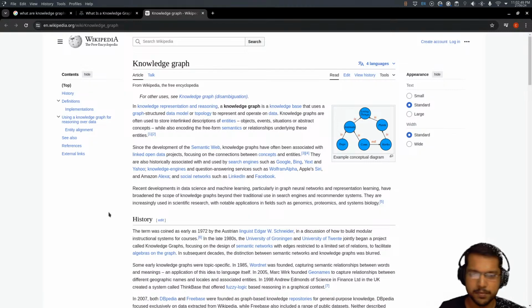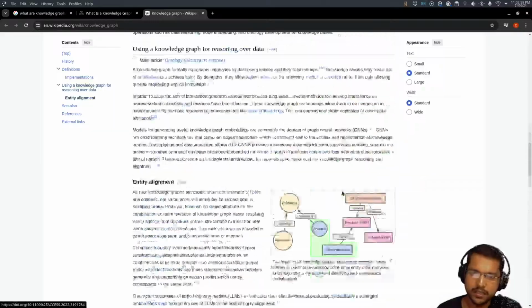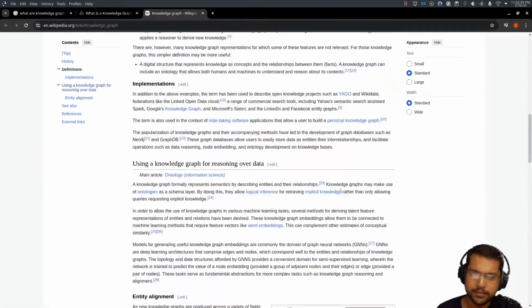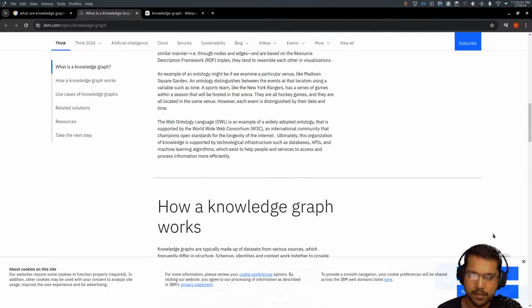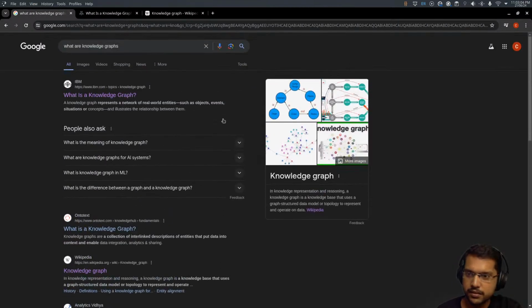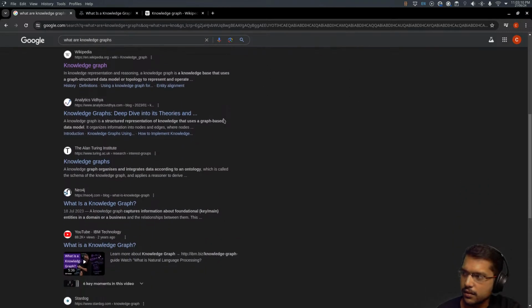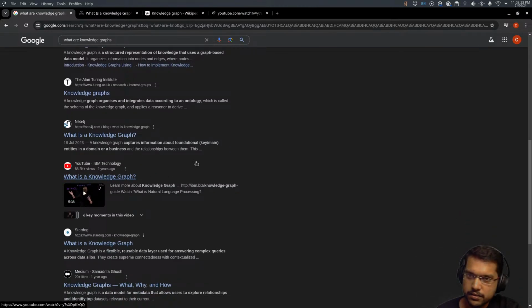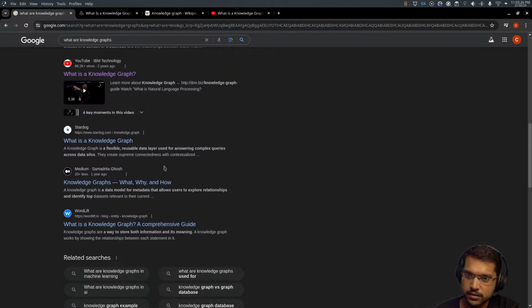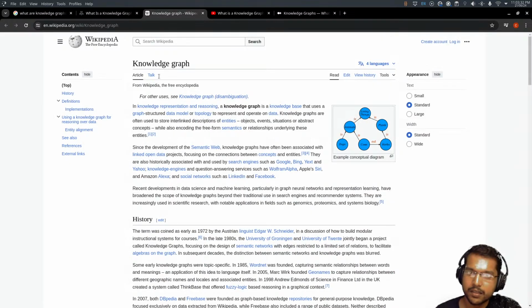Right, this is the Wikipedia page, and I want to start off on the Wikipedia page. I think I'll probably read the first paragraph and then a few of these and go to the IBM one. Are they actually better? Wikipedia, Alan Turing Institute. I don't even know. Neo4j, they have their entire database on this. What is a knowledge graph? Probably watch a YouTube video about it, that'd be good. And a Medium article. Okay, let's start again.